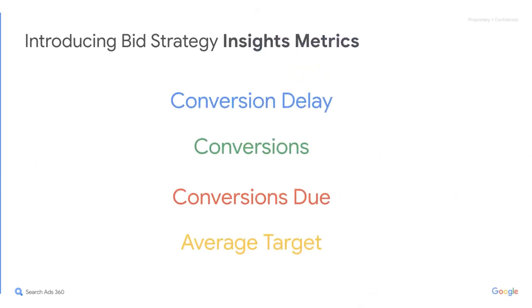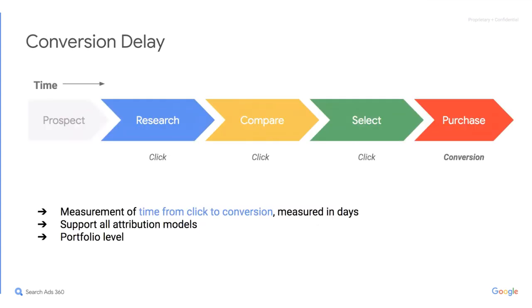Some of the new metrics that you would have seen popping up in your bid strategy are conversion delay, conversions due, and average target. And we'll go through what exactly these mean step by step. So conversion delay is essentially the average number of days it takes from a click to a conversion. In SA360, we use the 80th percentile to calculate the average conversion delay. What this means is, if your average conversion delay is 15 days, then it takes 15 days for 80% of your conversions to come in your bid strategy.